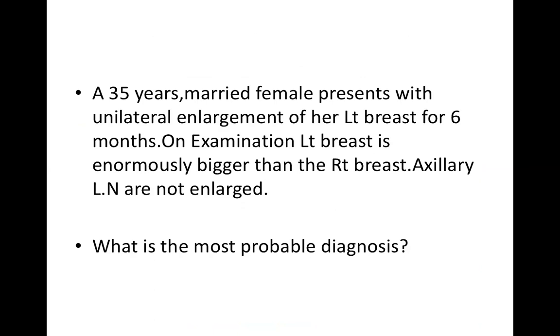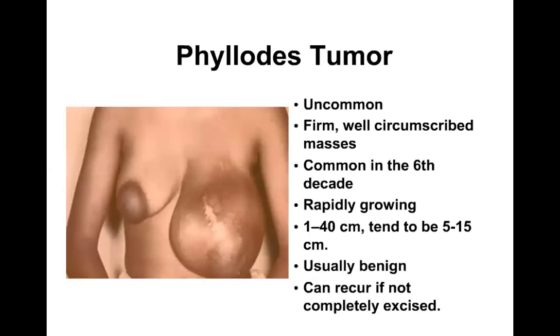Let's move on to the next benign breast disease. We have a scenario. A 35 years married female presents with unilateral enlargement of her left breast for 6 months. On examination, left breast is enormously bigger than the right breast. Axillary lymph nodes are not enlarged. What is the most probable diagnosis? Well, the diagnosis here is Phyllodes tumor.